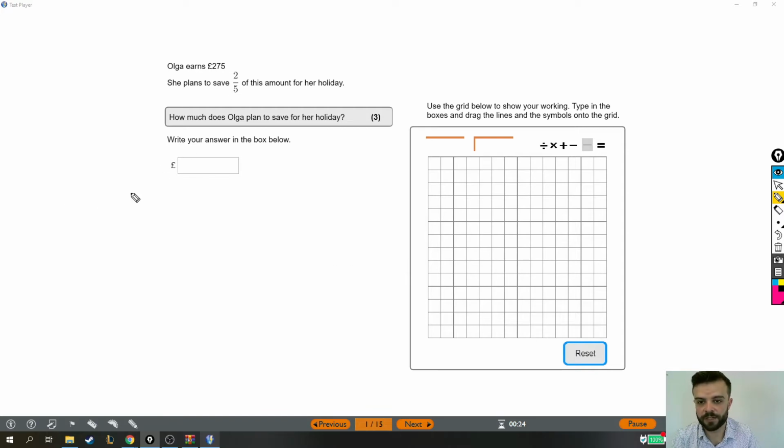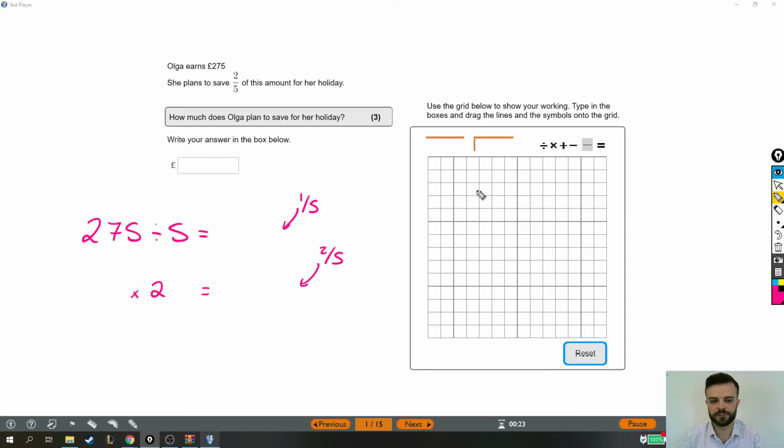Now remember, to find a fraction of an amount, you divide by the bottom and times by the top. So the first thing we need to do is 275 divided by 5. And what this gives us, when we divide by 5, that's going to give us 1/5. Whatever this answer is, that's a fifth. But because we want 2/5, we then have to take that answer and times by 2. And then whatever that answer is, that will be 2/5. So that's our plan, that's our strategy.